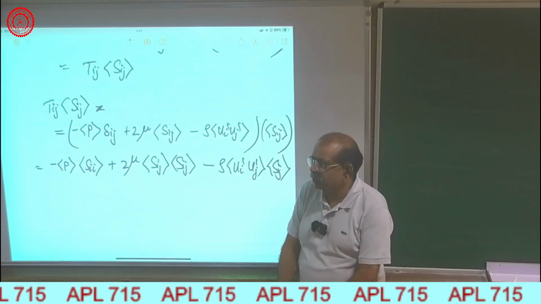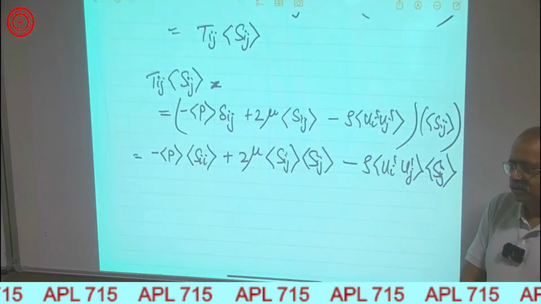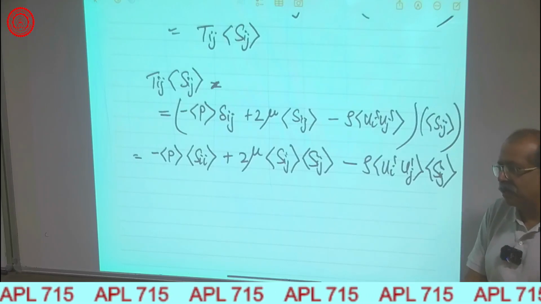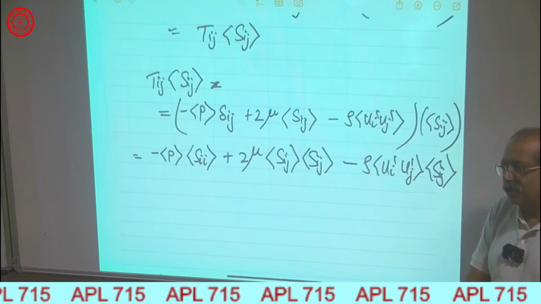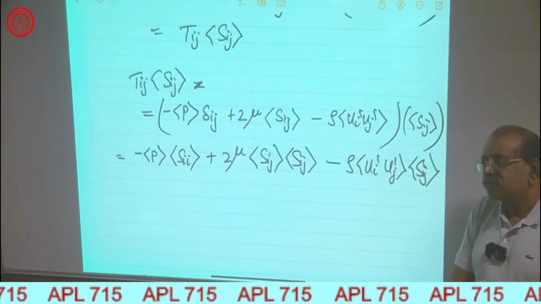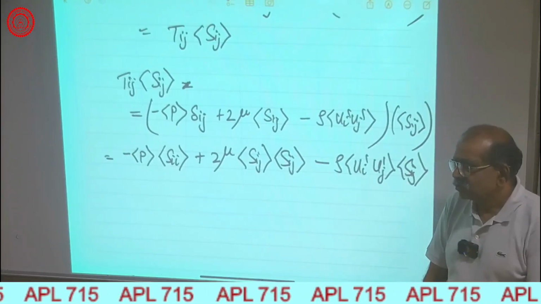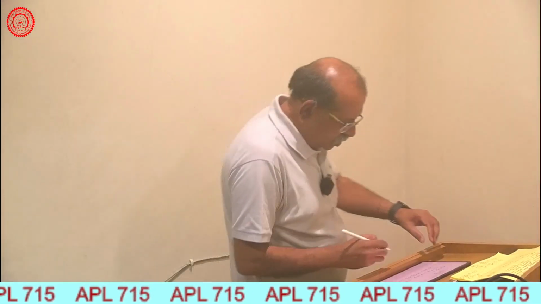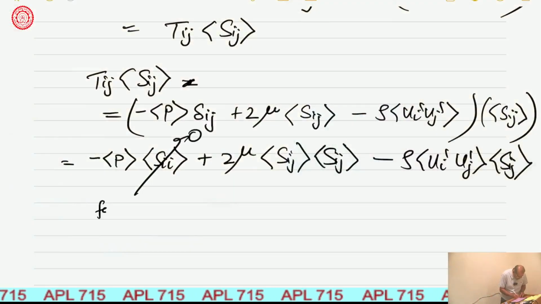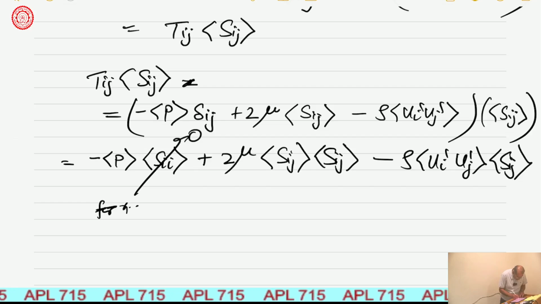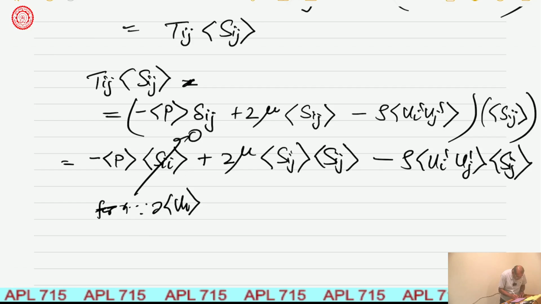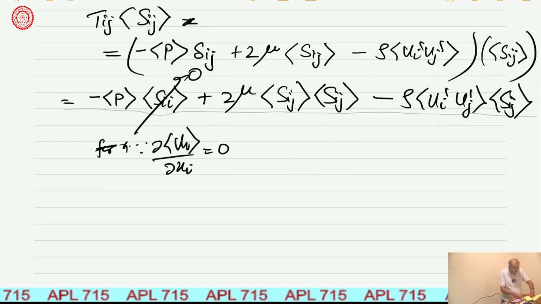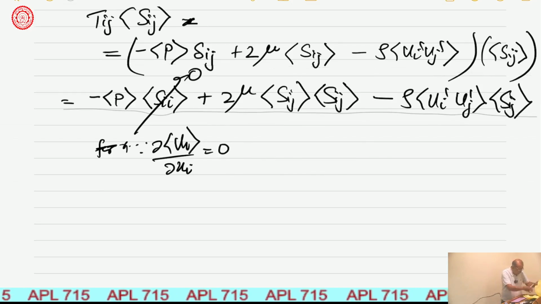Now what is Sii? Sii is half of dui by dxj plus duj by dxi. So I put i equal to j, and I get dui by dxi plus duj by dxj. So 0. For incompressible flow, Sii will be 0, because d mean of ui by dxi is equal to 0.